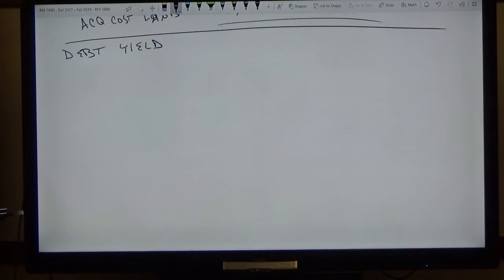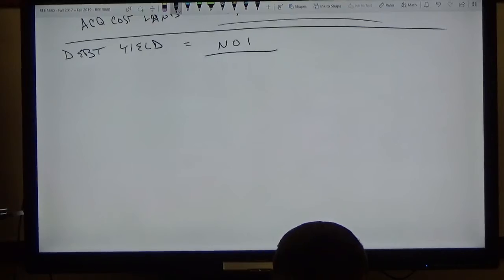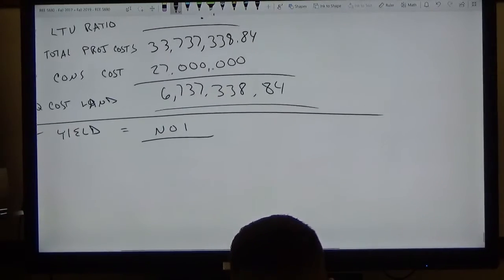Okay, so one of the first calculations, and all this is pretty much in your book, is the debt yield. What you've got here, the debt yield is equal to what? Net operating income divided by what? Total debt. Okay, or loan amount.